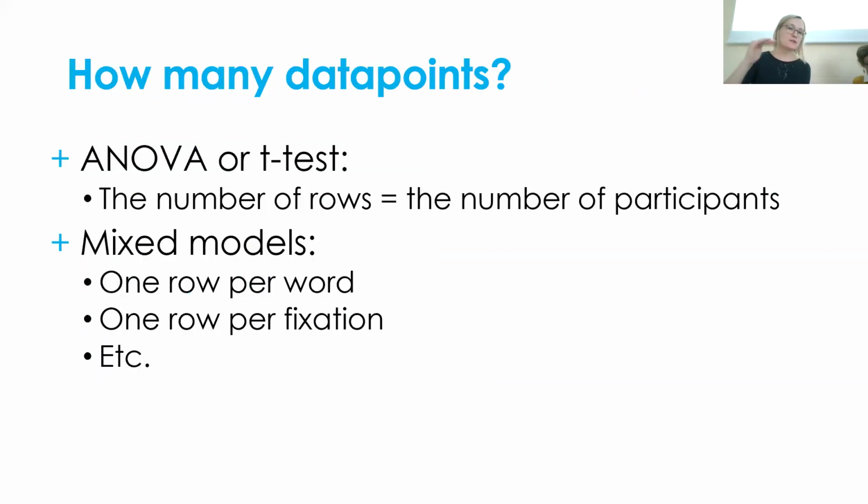So just to sum up, right? For the t-test or for an ANOVA, you'd have the same number of rows per participant. So not much you can do there. For mixed models, again, depending on your research question, you can have one word per subtitle per area of interest.